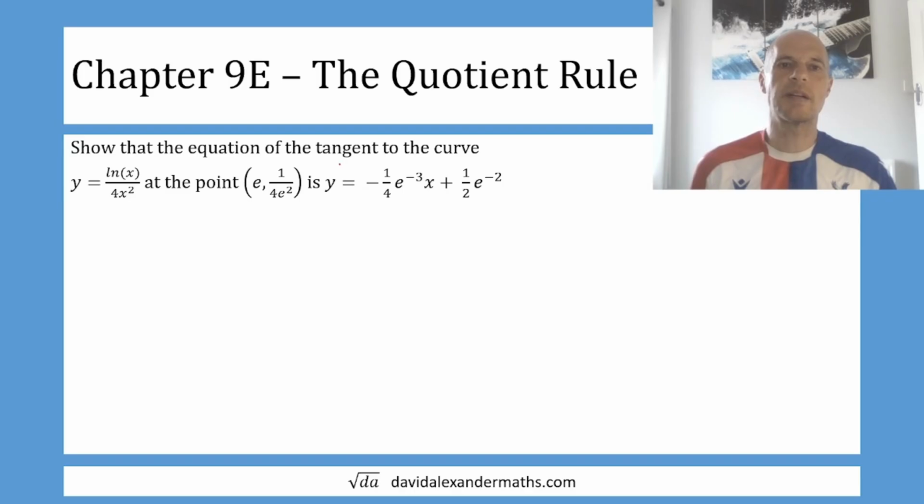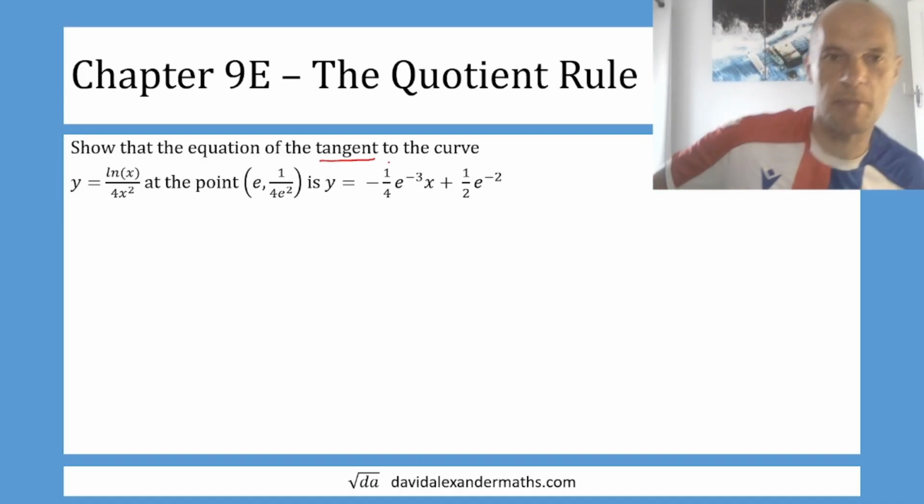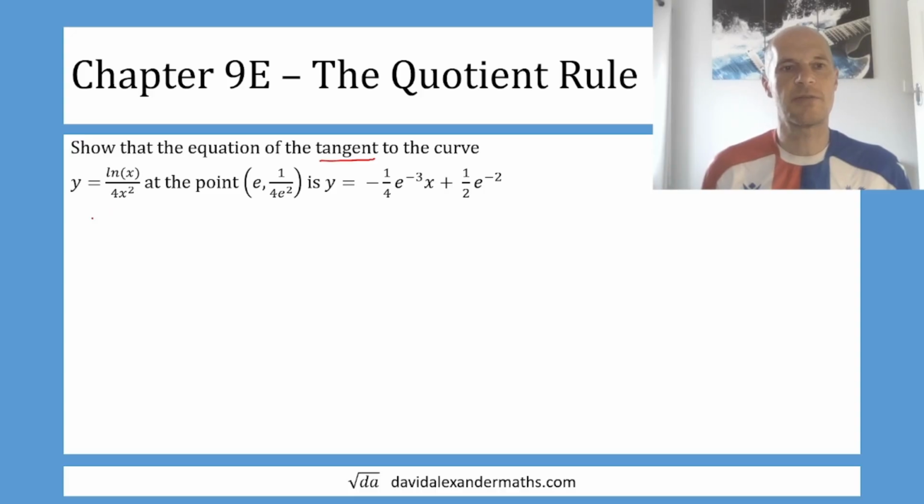Okay, here's an example where we need to work out the equation of a tangent. Words like tangent, normal, stationary points, these are things that should set off an alarm bell for differentiation. So let's differentiate the function. We've got ln x, and we have 4x squared. The derivative of ln x is 1 over x. The derivative of 4x squared is 8x.